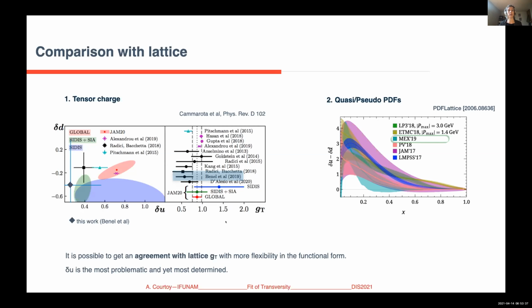And this huge error is not because, okay, thank you, Martha. It's not just because we want to be conservative. It reflects the lack of data.